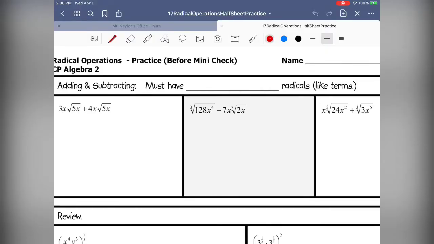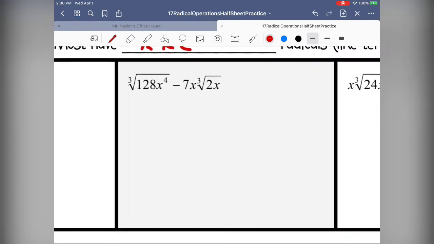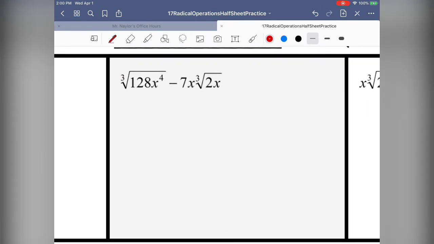All right. Normally, if we were in class, I would have gone through just one problem out of each category to help you get started. Remember, adding and subtracting, you must have like radicals. Things need to look the same. And so we look at this problem. It's kind of shaded. I'm going to do this one in the middle.